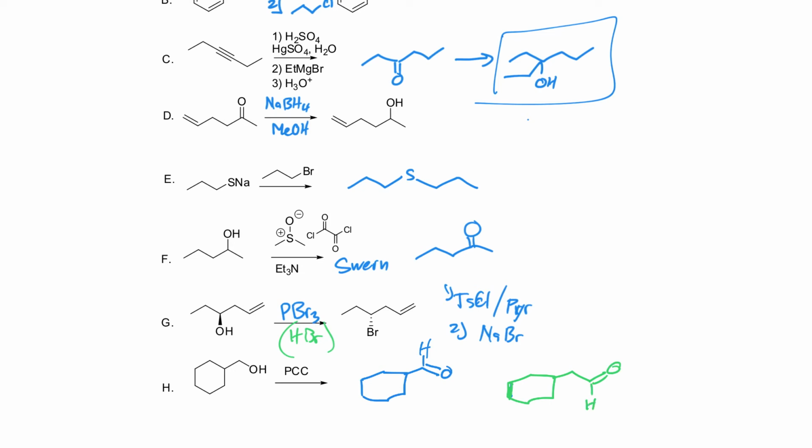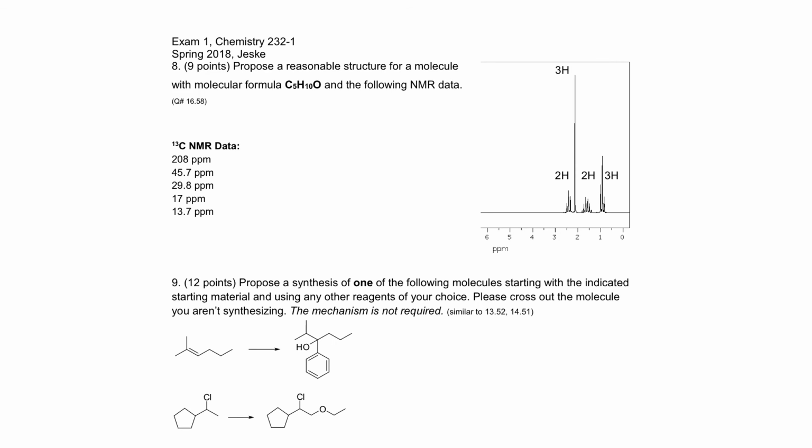And they added a carbon somehow, so I gave them half credit for that. But hopefully you recognize that there's only one carbon right here. That's that same carbon. There's that carbon. Now I have carbon number 2. So if you drew the green structure, you got half credit.